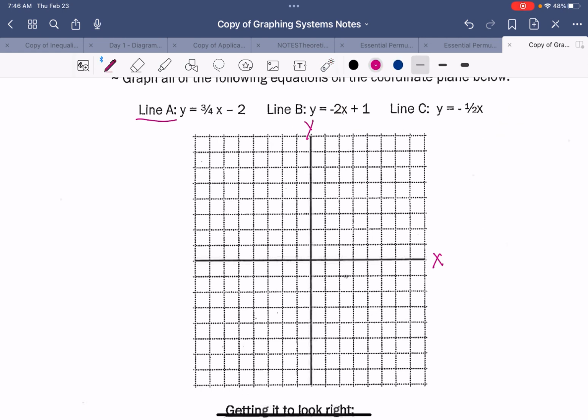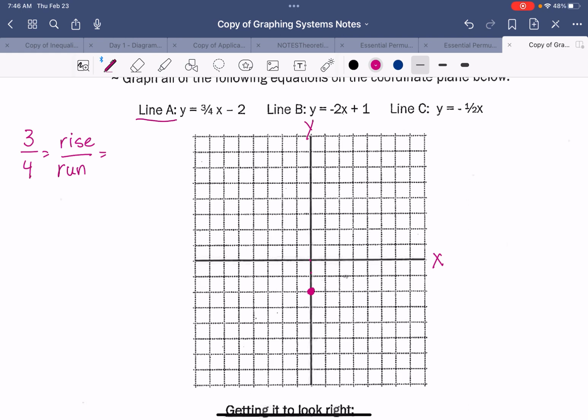So for this equation, line A, we're going to start at -2. I'm going to go down 1, 2. Here's where my line starts. Now, when we talk about slope, 3/4, it's the same as rise over run.